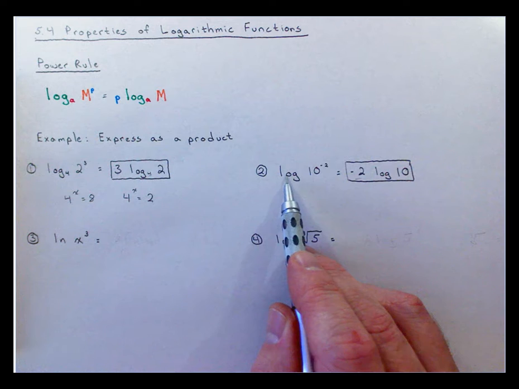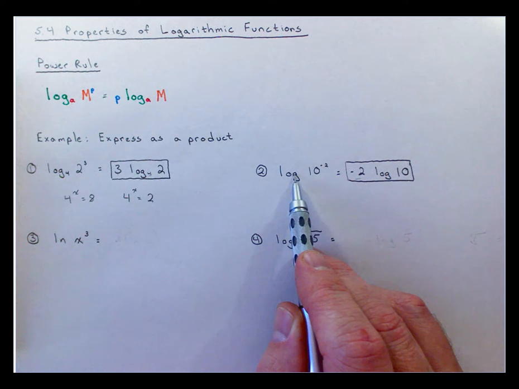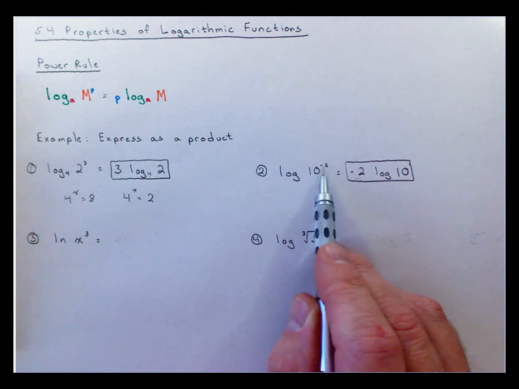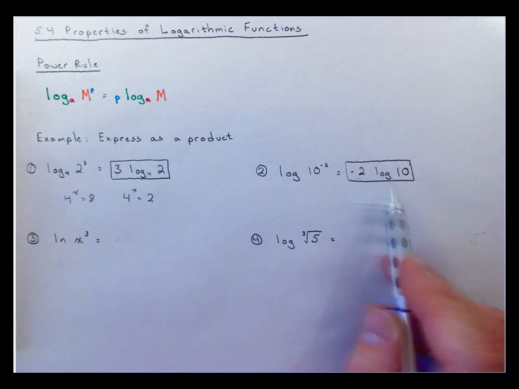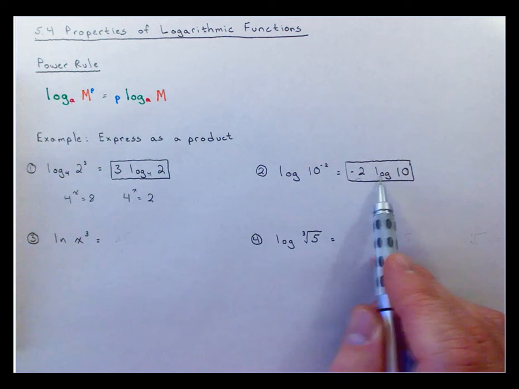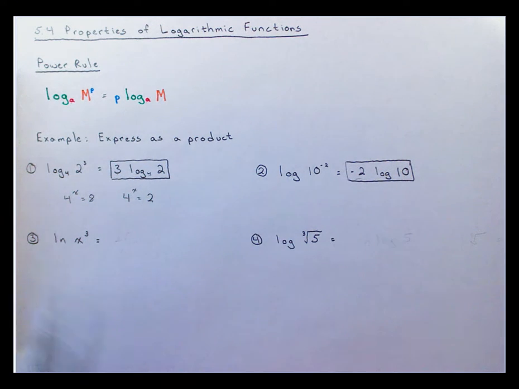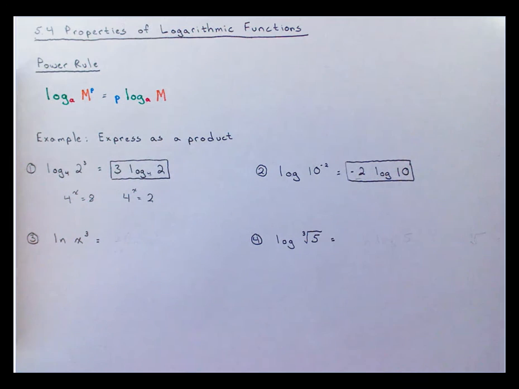Another example, common log. See, no base, right? Common log. Well, I have the log of 10 to the negative 2 power. I just pull that negative 2 down, so negative 2 times the log of 10. So pause the video and I want you to work 3 and 4.